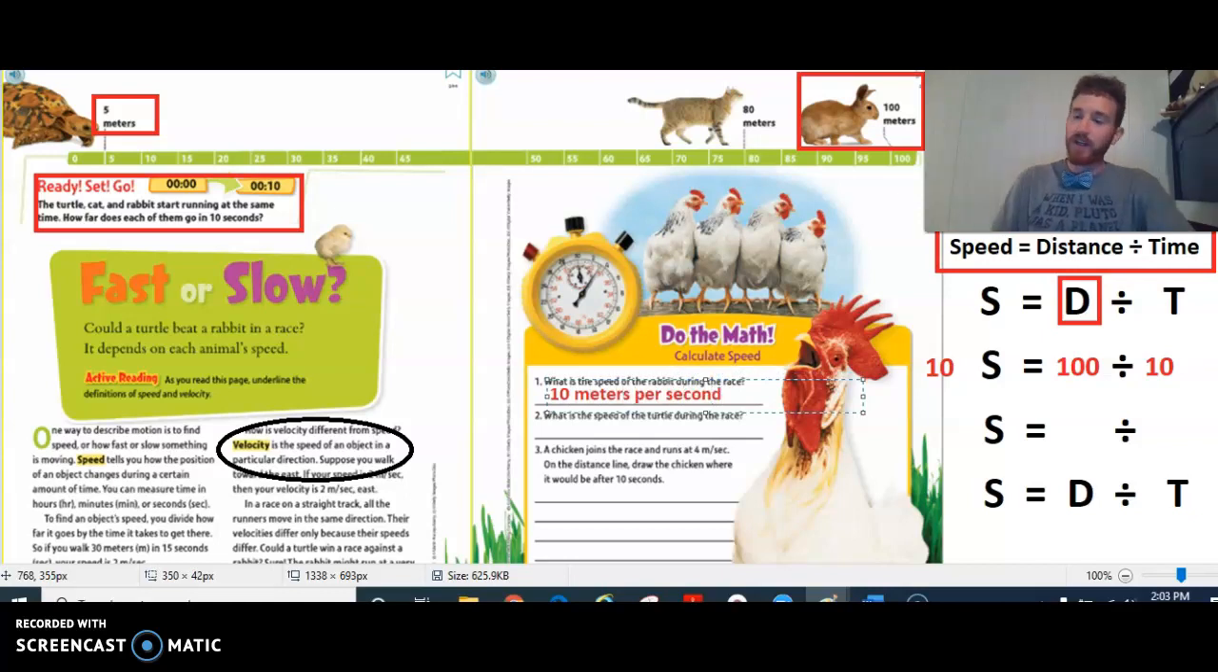So again, it always depends. We're not going to say miles per hour because it's not miles and hours, it's meters and seconds. So it says that's what we're going to use here. So what is the speed of the turtle during the race?